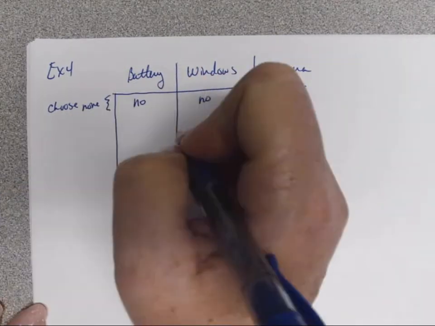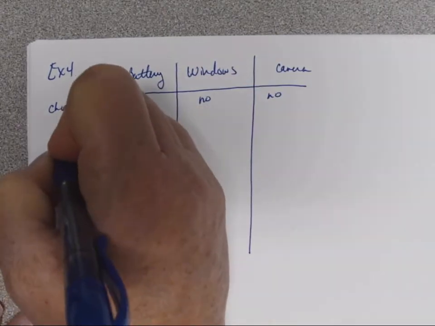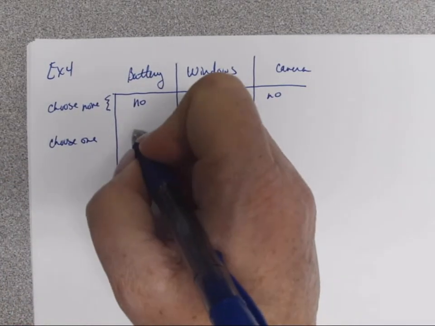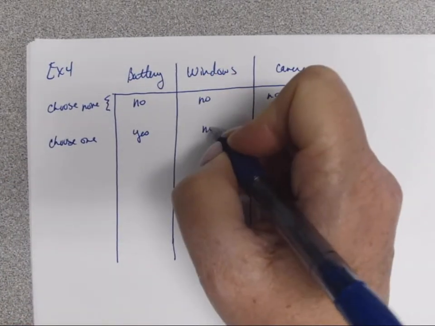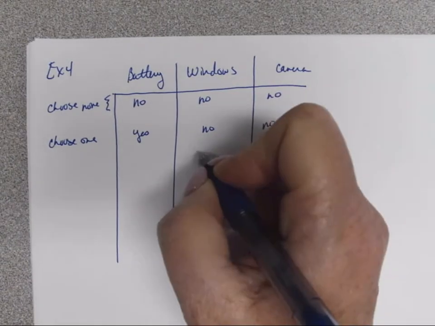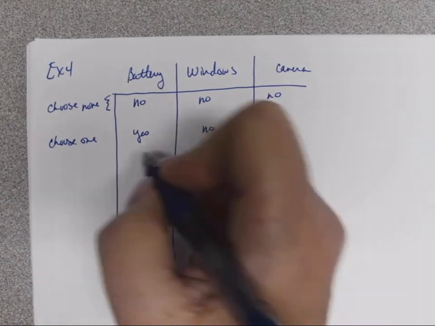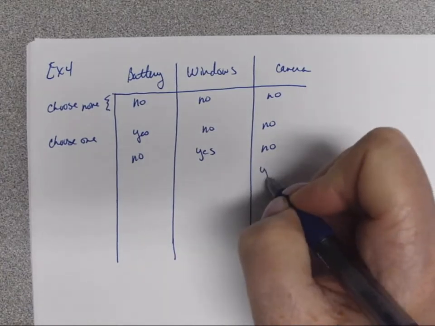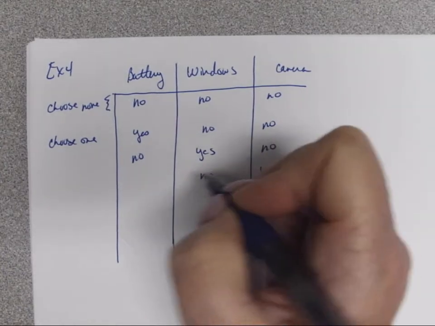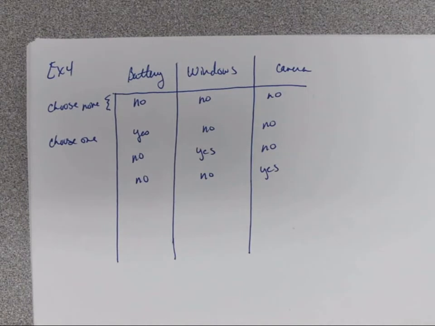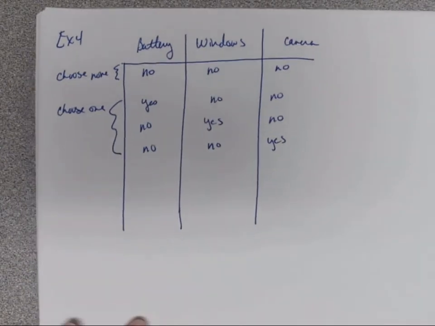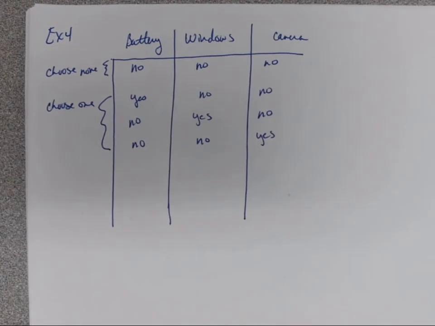There's an option where he can't choose any of the things he wants because he can't afford them. Next thing we're going to do is look at choose one. So he's going to choose one option. That means this one would be yes, but these two would be no. Then this one is yes, and these two would be no. And then we could say yes to the camera, and these two options would be no. So that would be choosing one option, depending on our cost.